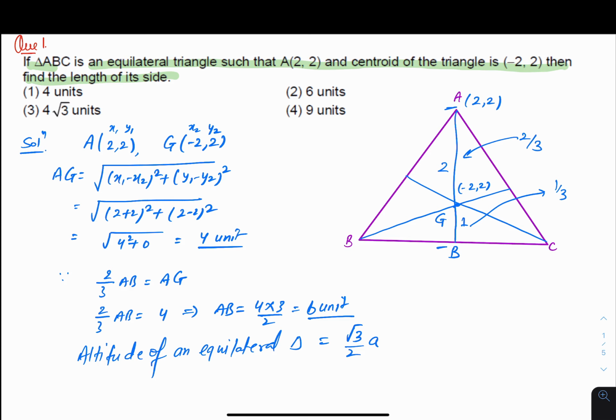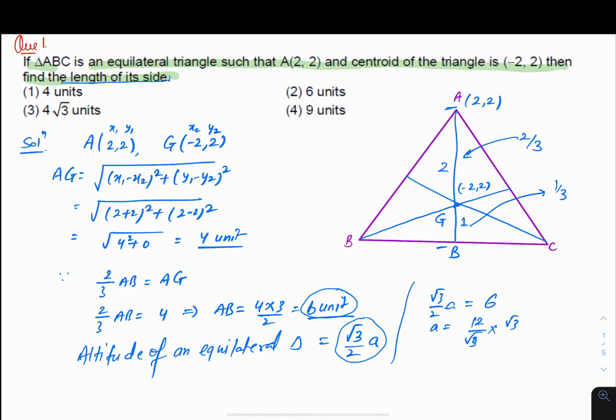So it is being asked to find the length of its sides. So we just need to find the value of A, and we also got that the altitude of this triangle is 6 units, and the altitude is also equal to √3/2 A. Now we just need to equate these two things. We will get √3/2 A is equal to 6, or A is equal to 12 by √3. On rationalizing this, we will get A is equal to 12√3/3, which is equal to 4√3 units. So A, the side of this triangle, is equal to 4√3 units.